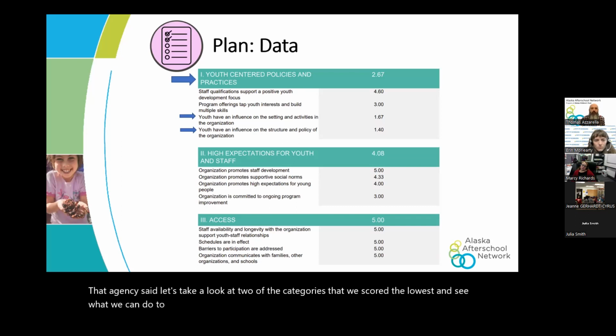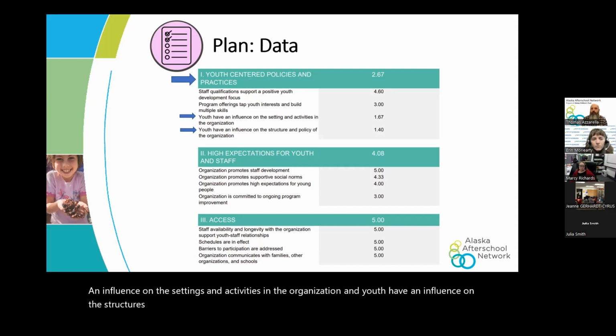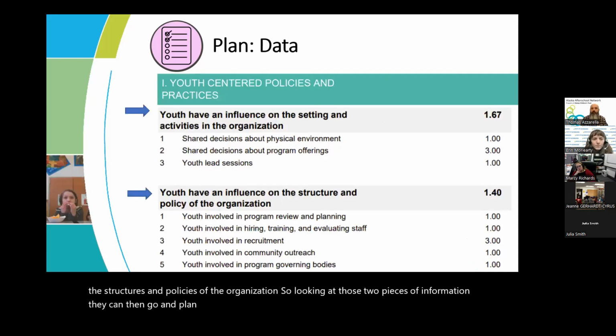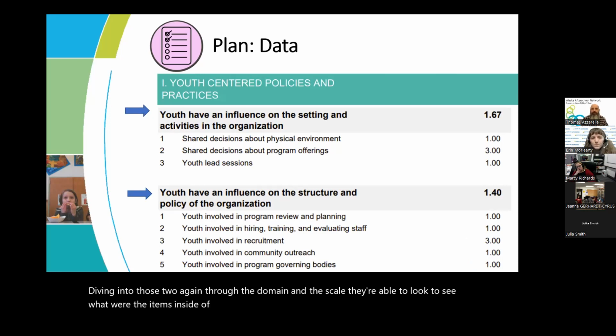So in this case, they scored lowest on youth have influence on the settings and activities in the organization, and youth have an influence on the structures and policies of the organization. So looking at those two pieces of information, they can then go and plan further. Diving into those two again through the domain and the scale, they're able to look to see what the items inside of those scales were that they wanted to focus on.